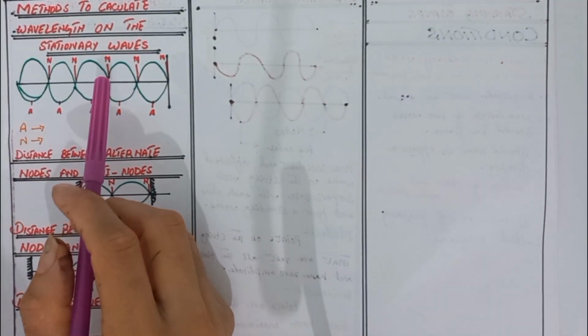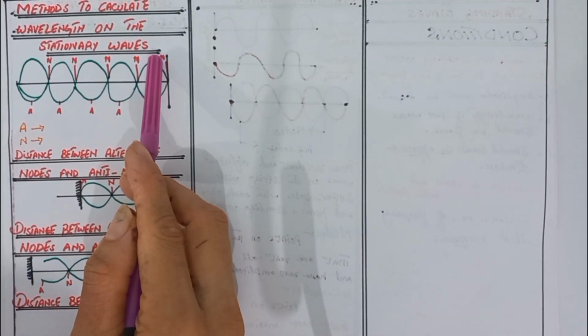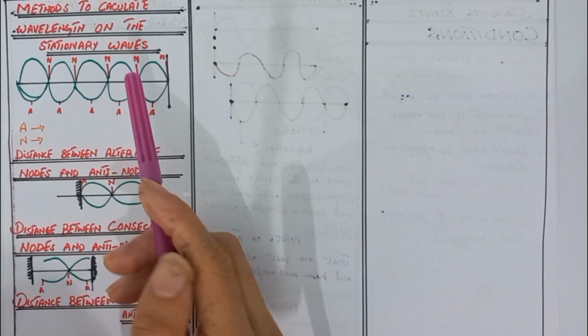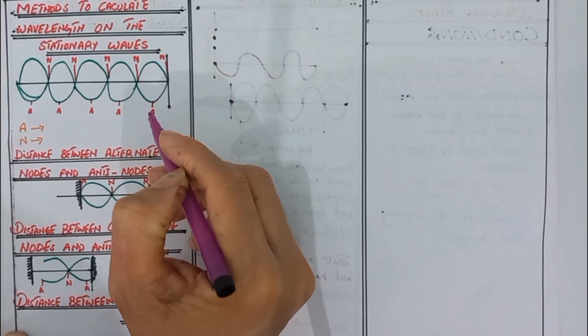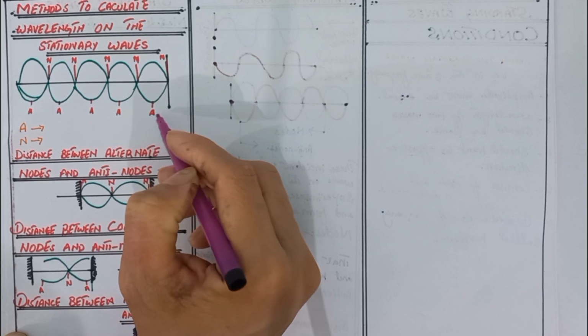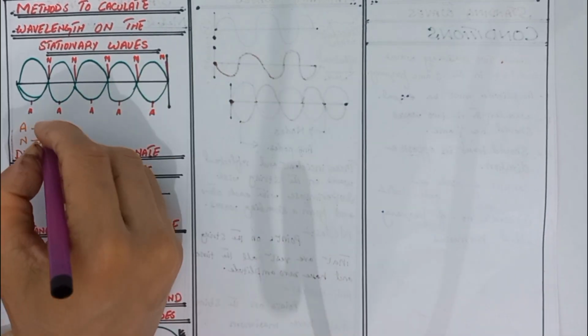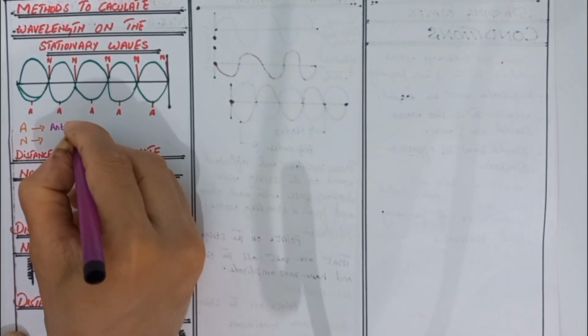Assalamu alaikum. Now we discuss the method to calculate the wavelength of the stationary wave, how we calculate the distance between nodes on the stationary wave. We know that where the displacement on the wave is zero, that point is called a node, and where the displacement is maximum, that point is known as an antinode. Here N shows the nodes and A shows the antinodes.